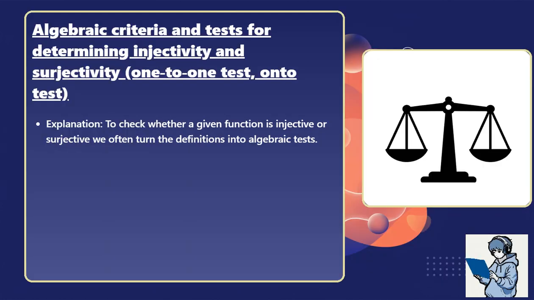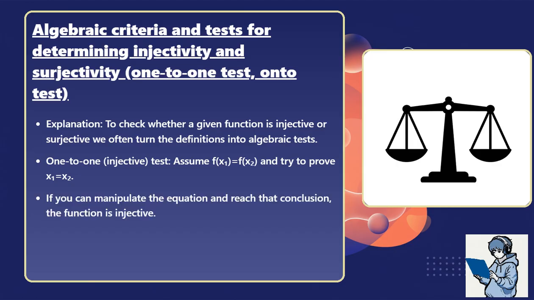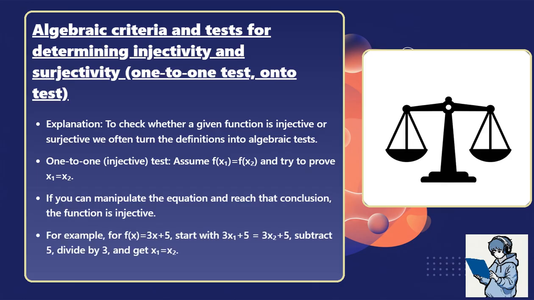Explanation: to check whether a given function is injective or surjective, we often turn the definitions into algebraic tests. One-to-one (injective) test: assume f(x1) equals f(x2) and try to prove x1 equals x2. If you can manipulate the equation and reach that conclusion, the function is injective. For example, for f(x) equals 3x plus 5, start with 3x1 plus 5 equals 3x2 plus 5. Subtract 5, divide by 3, and get x1 equals x2.